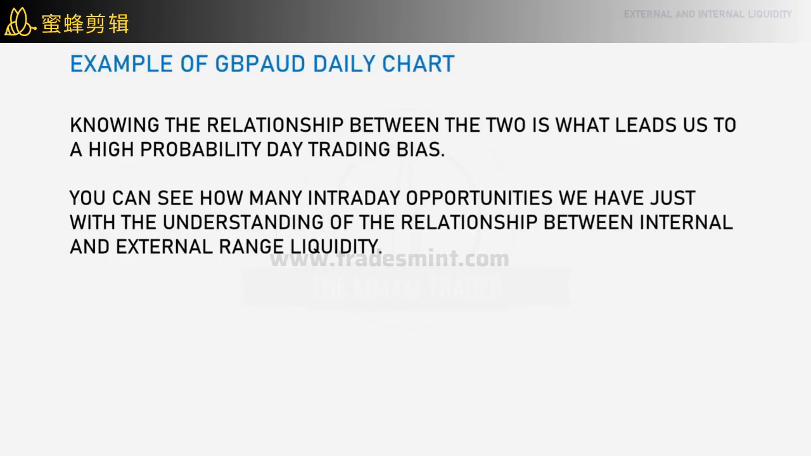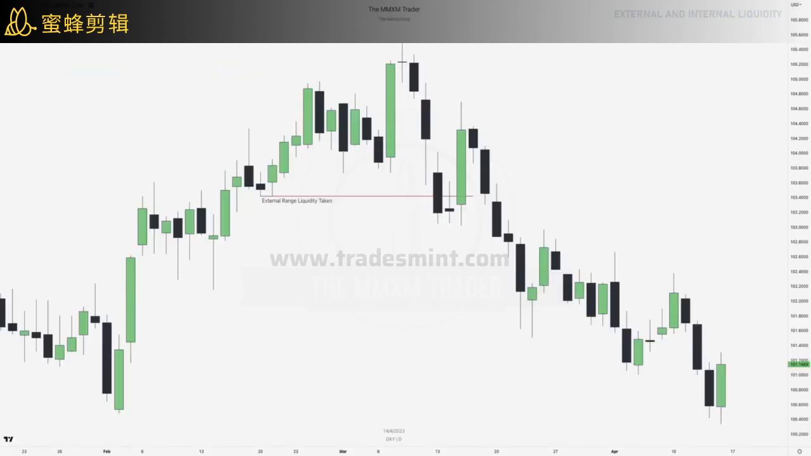Knowing the relationship between the two is what leads us to a high probability daily bias. You can see how many intraday opportunities we just had with the understanding of the relationship between internal and external range liquidity. All right, we've got a US Dollar Index daily chart. Again, example after example, and this is what you need to see. You need to train your eyes for external to internal to external, and it will make your reading of bias a lot better.